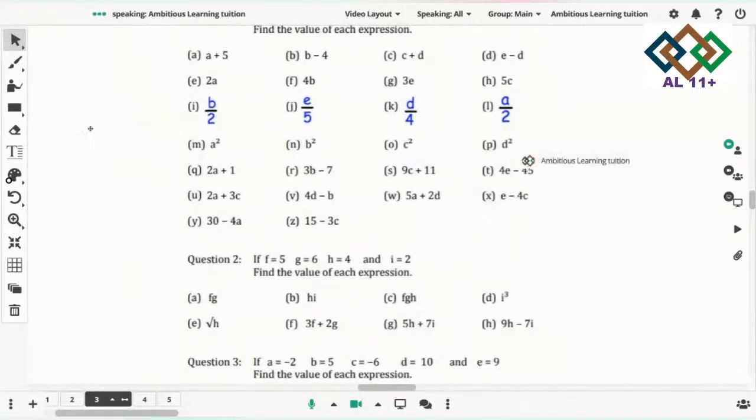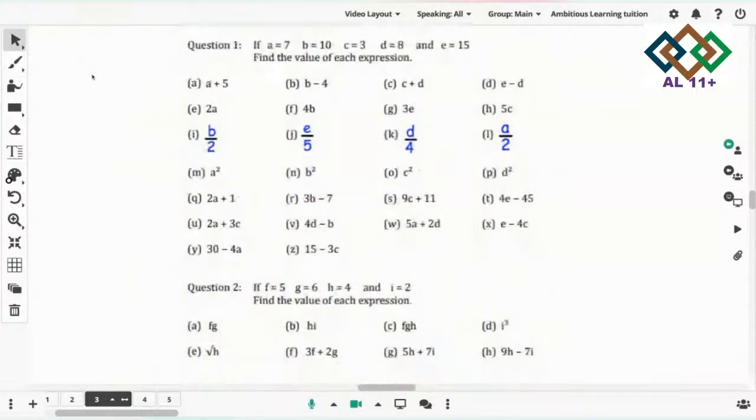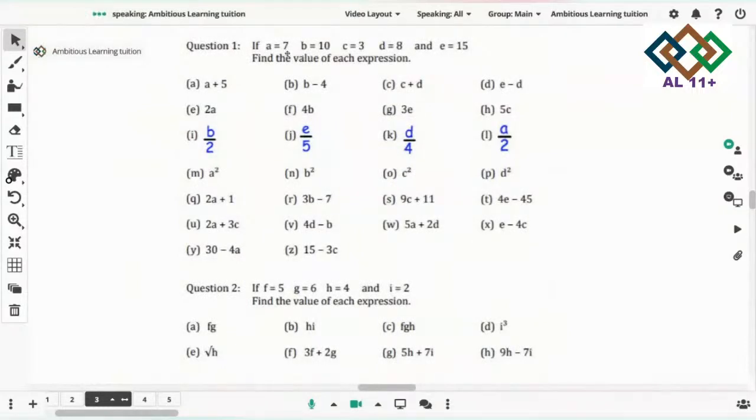So let's do this one now. So now you have a plus 5. A plus 5. So how would you do this? And they have given you, oh sorry, there's something which I didn't show you guys. So they have given you that a equals 7, b equals 10, c equals 3, d equals 8, and e equals 15. Now we are doing something a little different now.